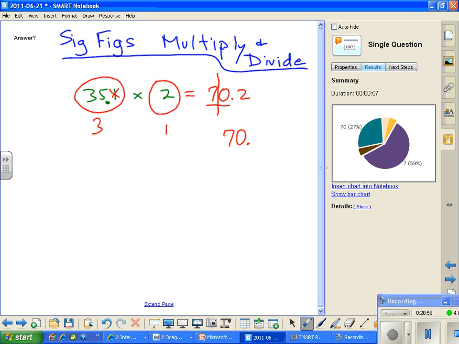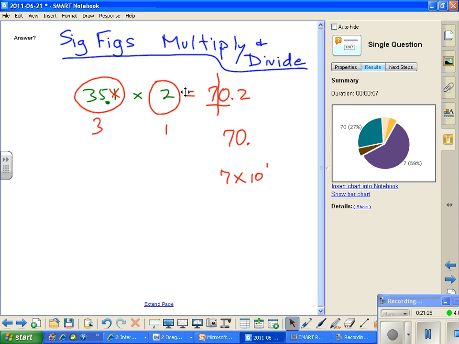Another way you could have written that would be like this: 7 times 10 to the 1. Now it's in scientific notation. Scientific notation is any number times a power of 10, 10 to some power. So the 27 percenters in this case have it. All right? Want to try another one?